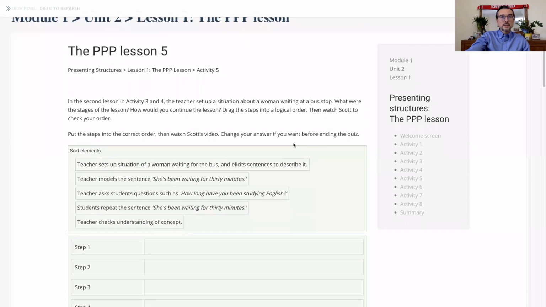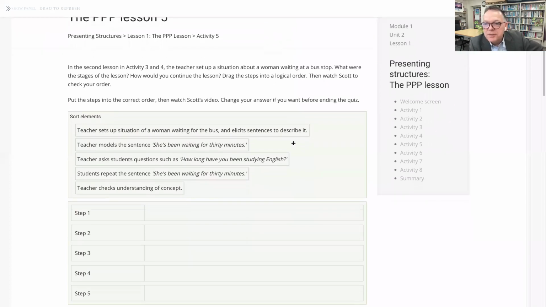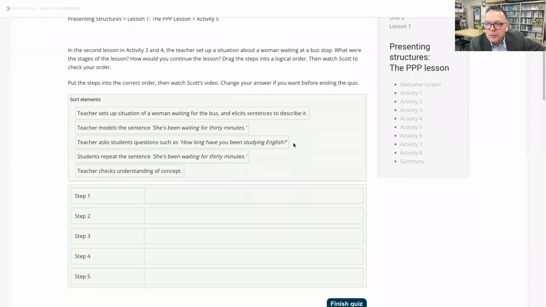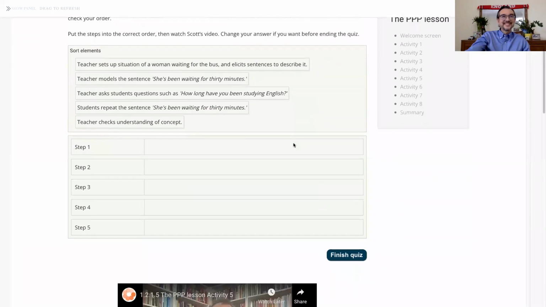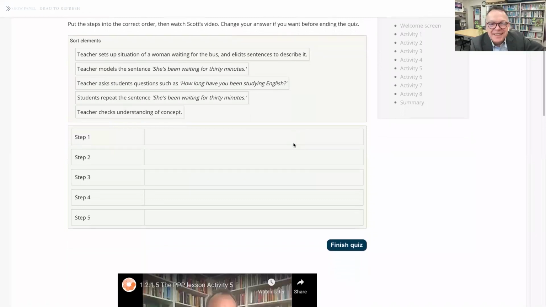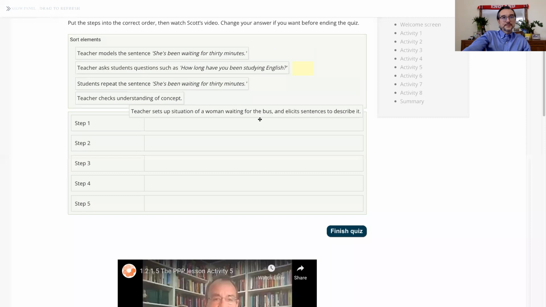So here are the steps below. This is where my positive attitude always gets in the way, because I can see potential for everything, and that's my biggest Achilles heel. So let's look at these. Teacher sets up the situation for the bus. It sounds like that would be number 1. Yes, I think that makes most sense. And drag that. Okay.